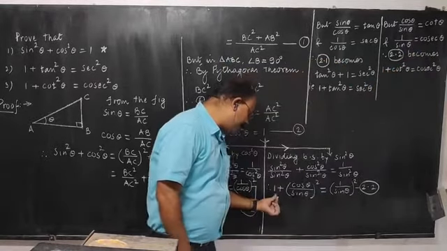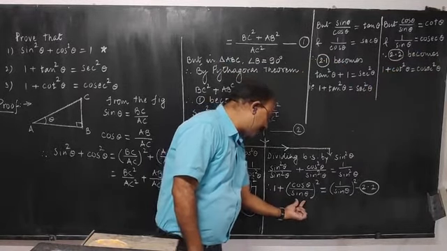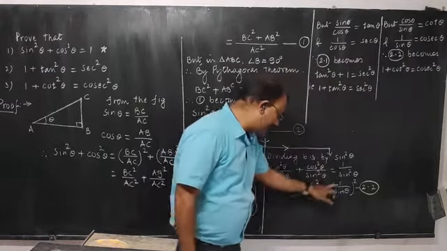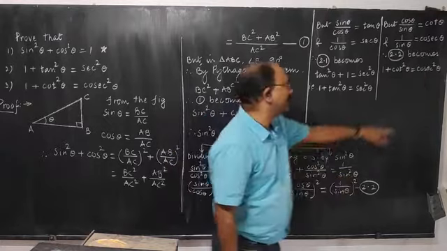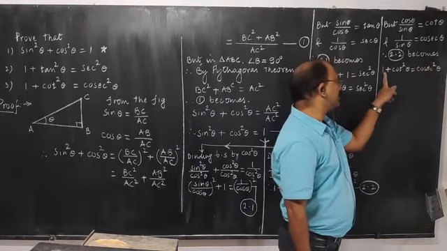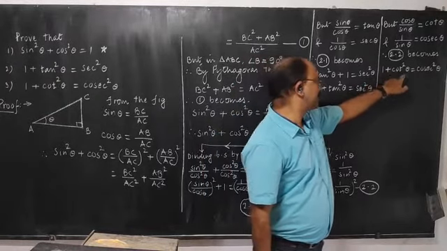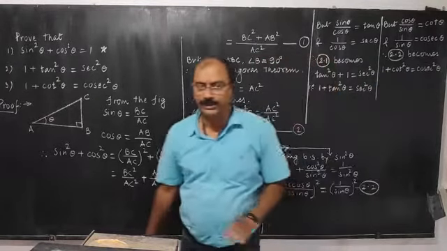So put the values here. This is 1 plus cot theta whole square, which can be written as cot square theta. 1 upon sin theta whole square can be written as cosec square theta. So you have proven the third formula also: 1 plus cot square theta is equal to cosec square theta.